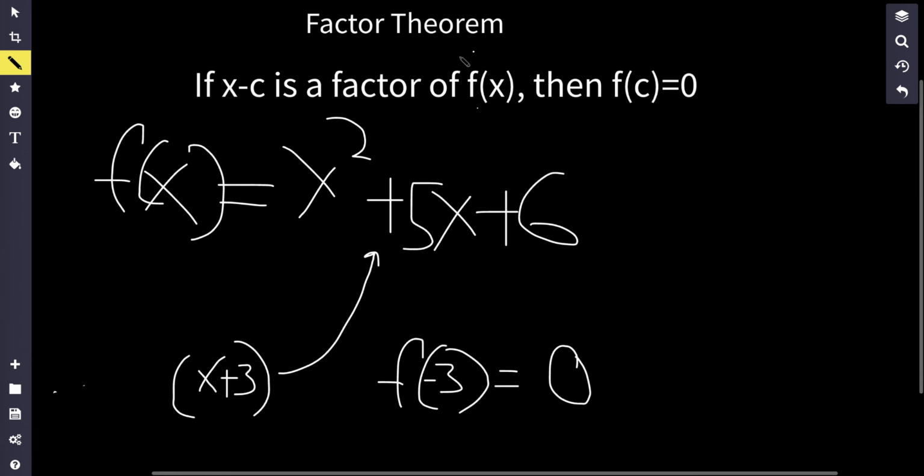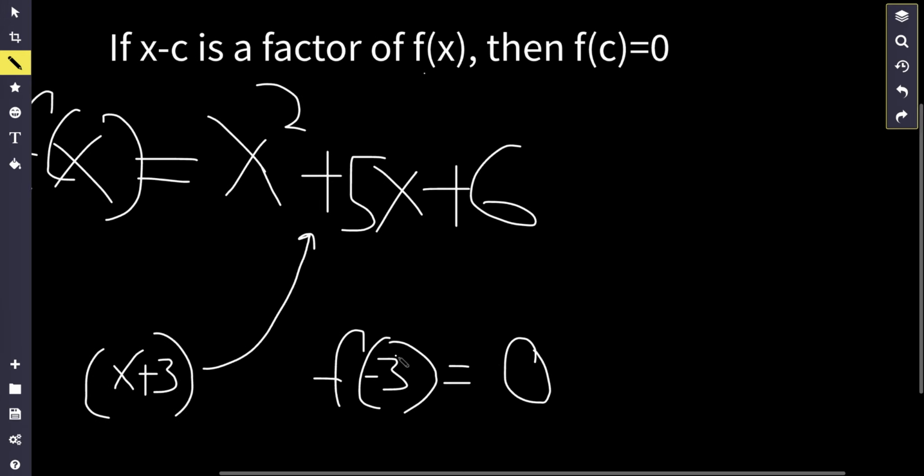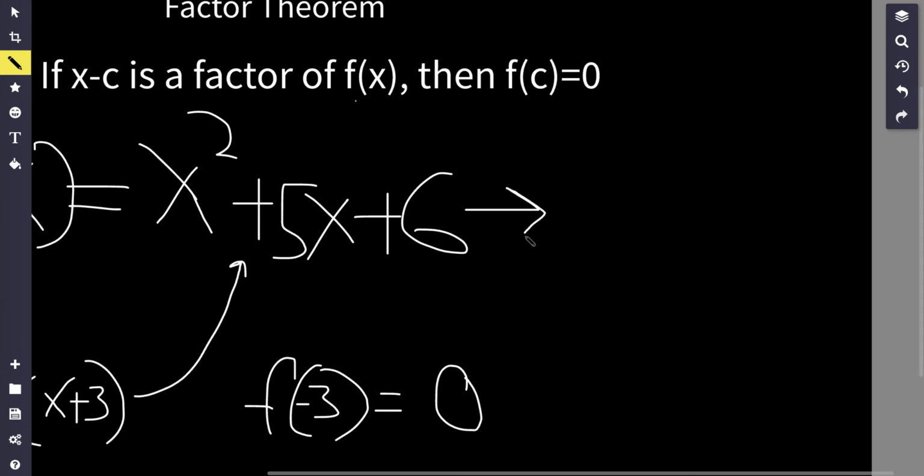Now, the factor theorem states that if x minus c is a factor of f of x, then f of c is equal to 0. So basically, if I have f of x is equal to x squared plus 5x plus 6, and I tell you that x plus 3 is a factor of this polynomial, then if I plug in f of negative 3 into this equation, well, I'm going to get 0.